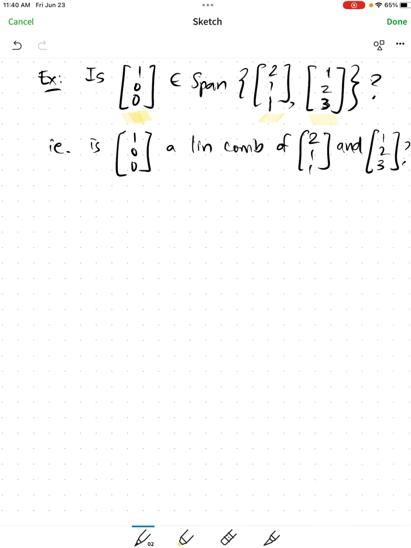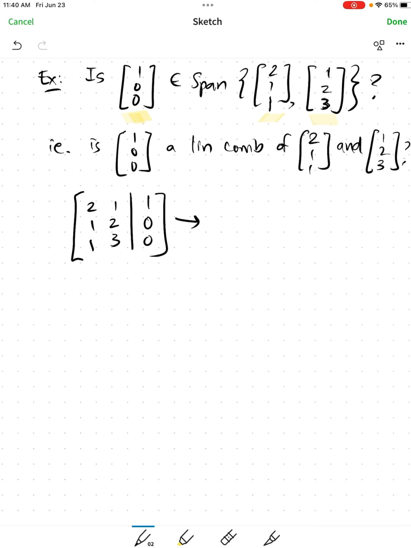But let's go over the answer. So what I would do is, you can form the augmented matrix where you have these two as the columns in the coefficient part. So 2, 1, 1, 1, 2, 3, and then 1, 0, 0. If you don't know why I can do this, go back and watch the video about the linear combinations, because I went over that. Now we have to row reduce this and see whether the system that corresponds to this augmented matrix has a solution.